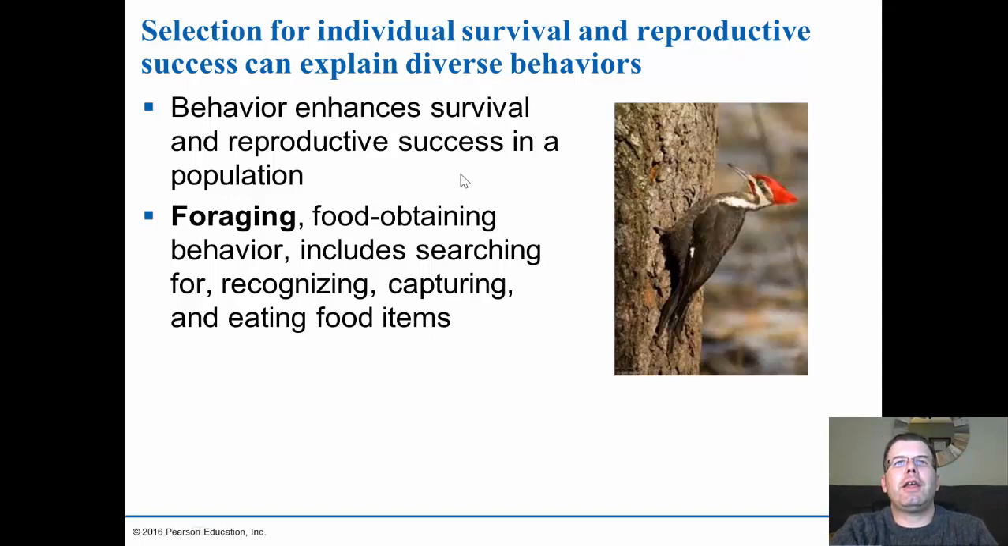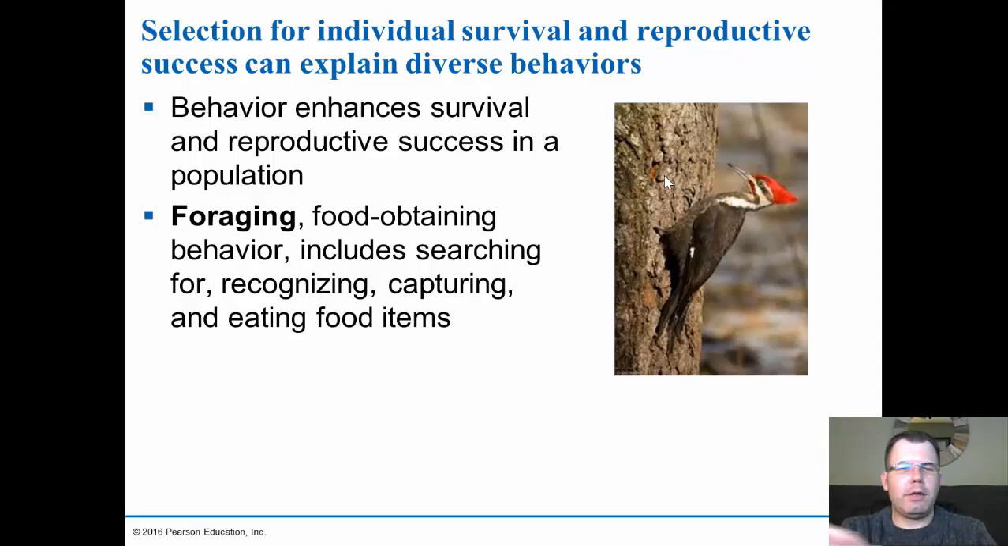So foraging is obtaining food behavior, and it includes searching for, recognizing, capturing, and eating food items. And so again, some of this is based on evolution. The woodpecker has a specific type of beak that allows it to bore into wood and get to the insects on the inside of the plant. And so that would be a foraging behavior.